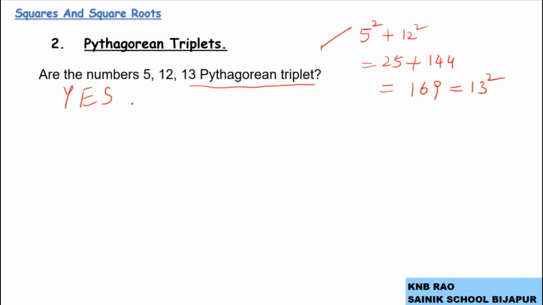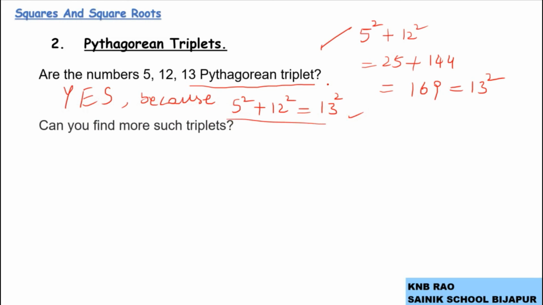Why? Because 5 square plus 12 square is equal to 13 square. So this is the reason. Now, can you find some more such triplets?